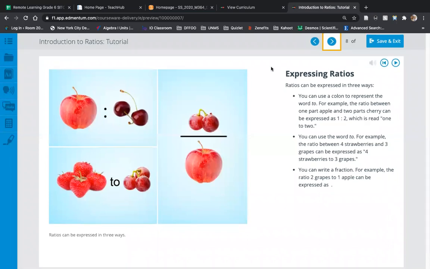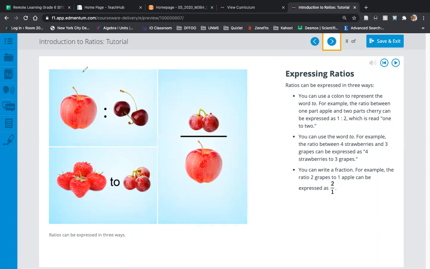Okay, so the next thing, expressing ratios. In math, there's a lot of different ways that you express ratios. So you can express them with a colon, you can express them with the word to, or you can also express them as a fraction. Again, anybody, just please let me know if I'm going too fast.